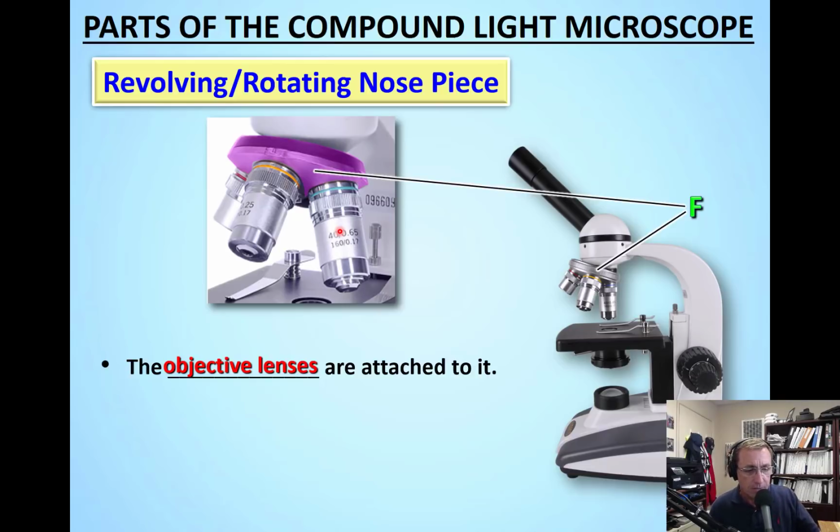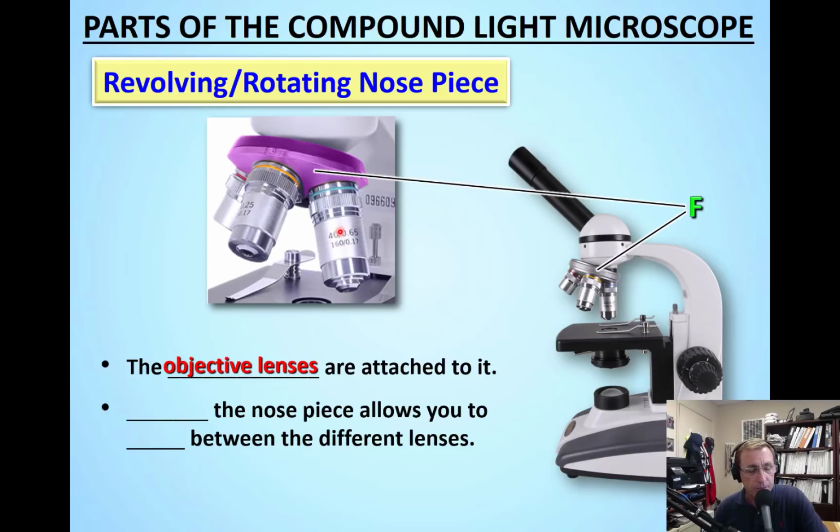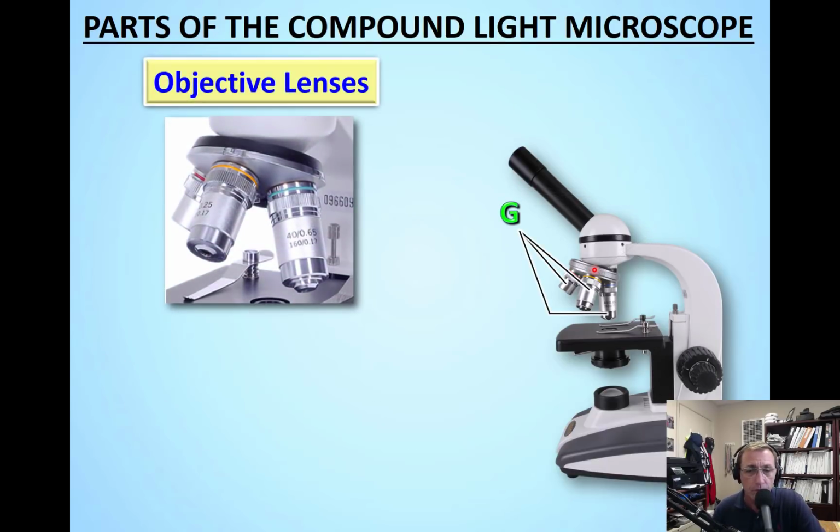As you can see, they've got little numbers on them telling you how much they multiply. There's 4x. I think that's 10x. Yeah, 10x, and then that's 40x. Okay, so 4 times, 10 times, and 40 times is the amount of magnification. The nose piece allows you to switch between different lenses. Rotating, that's turning it. The nose piece, that's this circle, again it spins to switch between different lenses. Pretty straightforward.